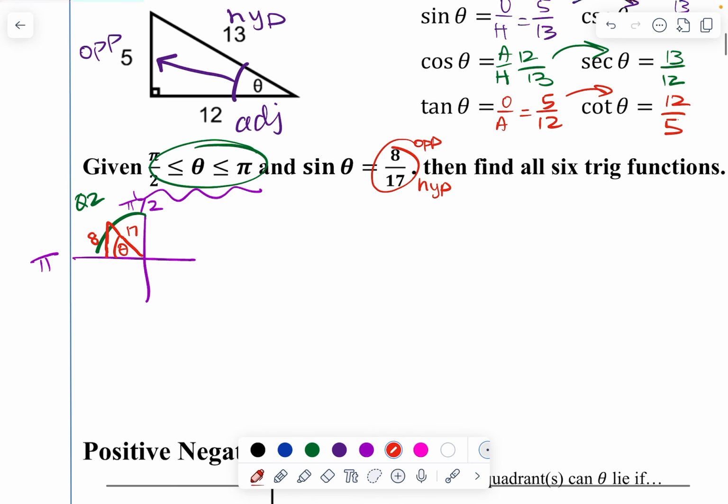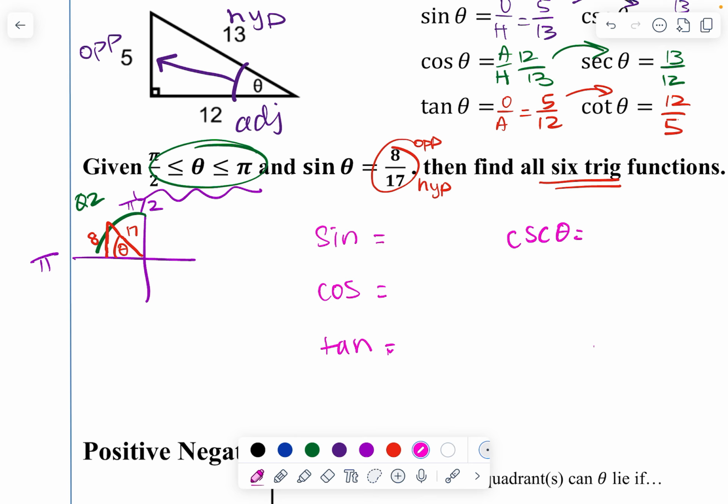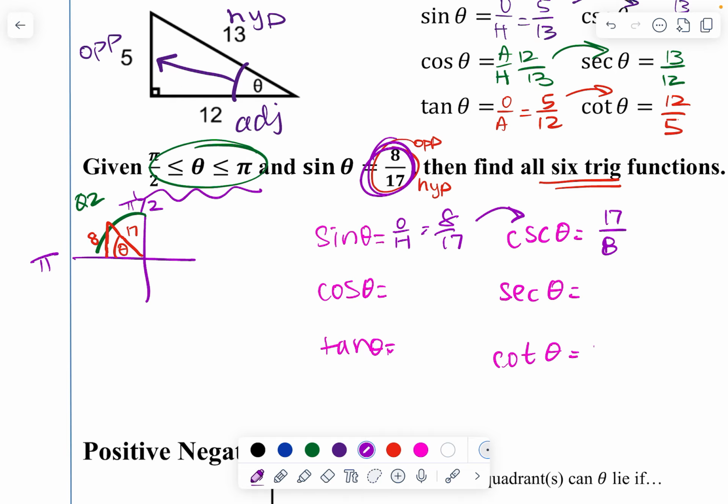Okay? If that's true, they want you to find all 6 trig functions. Your 6 trig functions, again, are sine, cosine, and tangent. Okay, and then your other 3 are those reciprocals. The reciprocal of sine is cosecant. The reciprocal of cosine is secant. And the reciprocal of tangent is cotangent. So if I know the sine, which is opposite over hypotenuse, I do. They already gave it to me here as 8/17. So we're going to find the reciprocal, which is just 17 over 8 for cosecant.